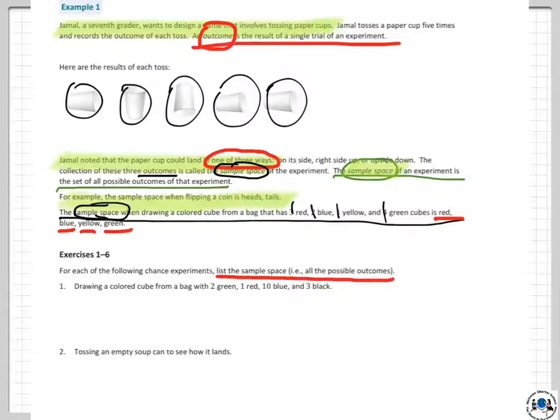All right, so for each of the following chance experiments, list the sample space, all the possible outcomes. Go ahead and do that for numbers 1 through 6. Go ahead and do those and come on back and we'll check them. It's not a very difficult lesson, as you are coming to see. Okay, so let's go ahead and check those, and I'm sure you got all these right.